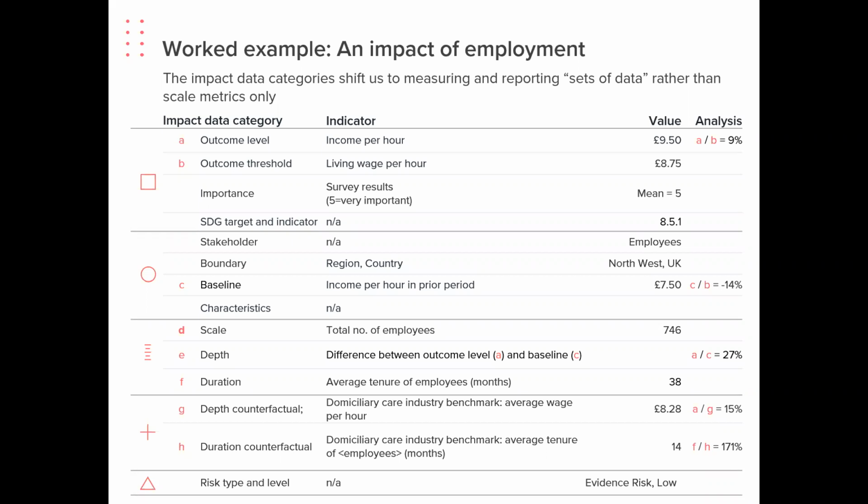And so they've used here the average industry wage in domiciliary care, which you can see is below what they are able to pay their employees, because they're being very thoughtful about this. And this is actually a cooperative business that is deliberately trying to increase income for its cooperative members. So that's just giving you a quick flavor of what an ideal complete data set would look like and how these data categories relate to each other.